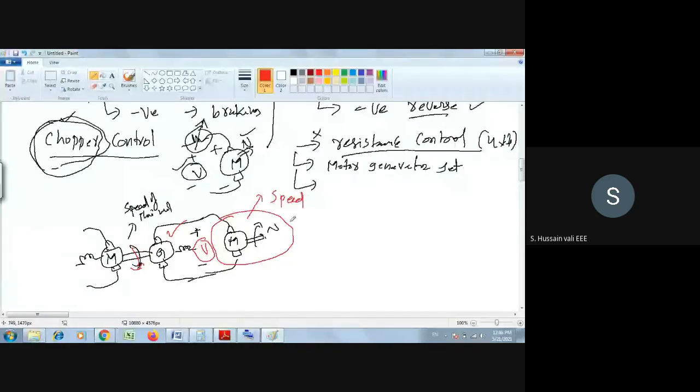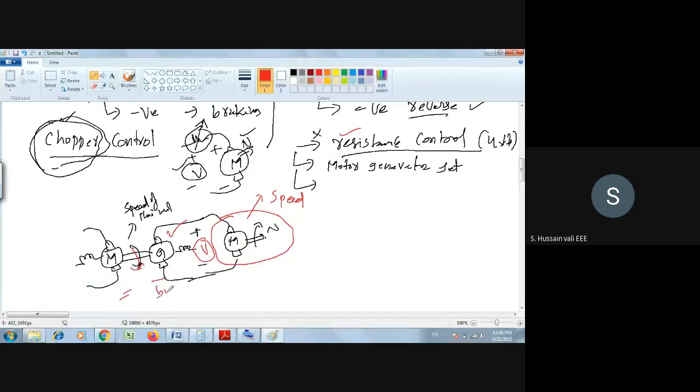In this case, even though the efficiency is not as poor as in the first case, it is still not that high. Of course, it is higher than the first case, but still a little low. And one more problem you face here is that you have a generator and another motor, so the system is very bulky.